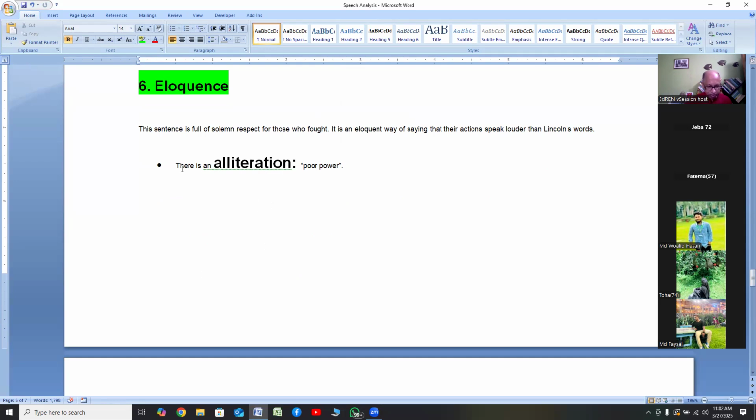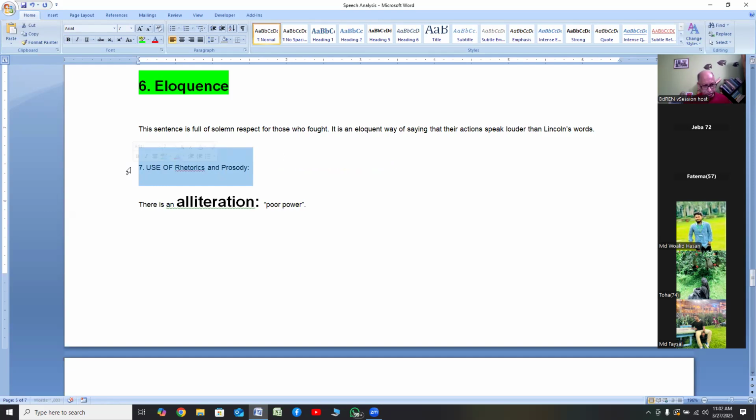And while speaking, use of prosody, use of rhetorics and prosody. Rhetorics means the figures of speech, ornaments of language. If you put on ornaments, you may look more beautiful.